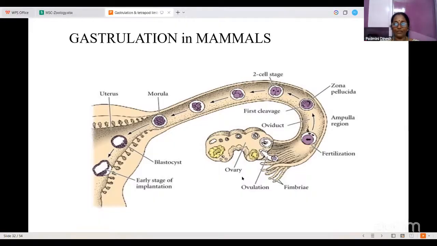Now, what is the specific one that I have kept over here? So here you can see the ovary ovulating one egg, and the egg is taken by the fimbriae, the finger-like structures of the fallopian tube. They try to grab the ovulated egg, and once they grab it and put it inside the fallopian tube, if there is sperm present in the fallopian tube, fertilization occurs.